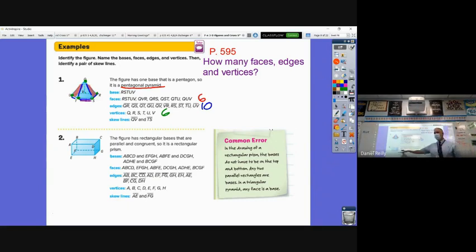This figure is a rectangular prism. In a rectangular prism, you could name any of these rectangles the base because everything's a rectangle in a rectangular prism. It has 6 faces, 6 rectangles. It has 12 edges, right? 4 on the bottom, 4 on each side, and then connecting 4 more. That's 12. And it has 8 vertices, 8 corners, right? All right.